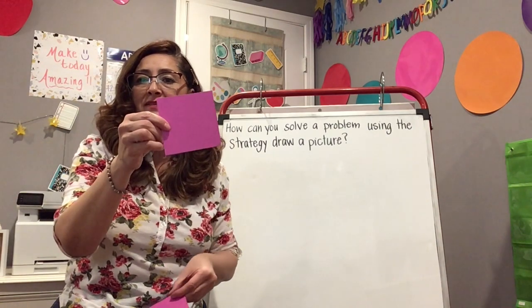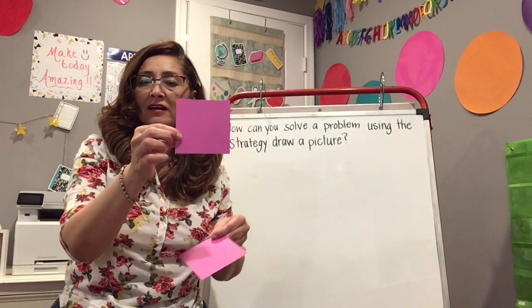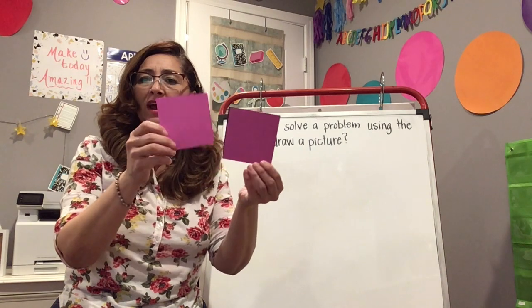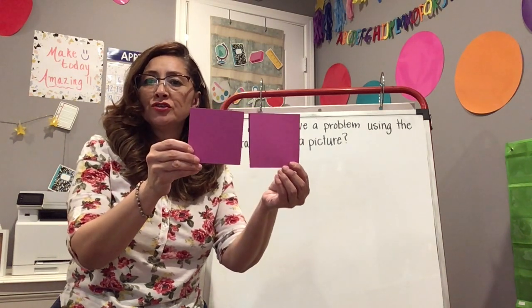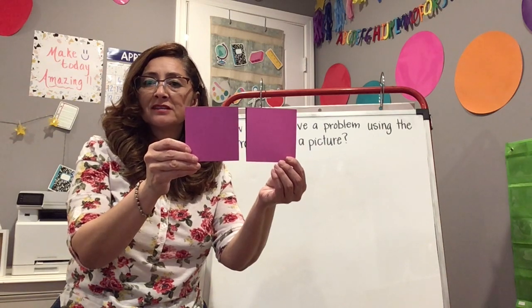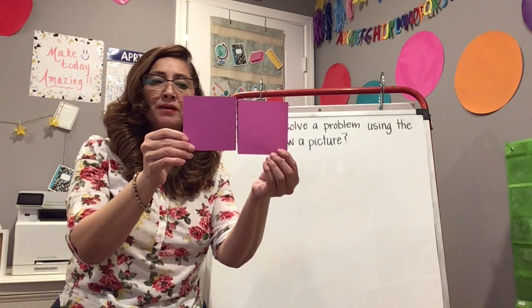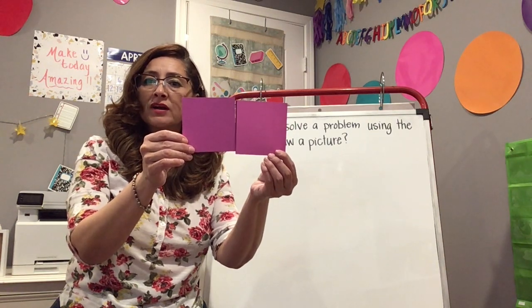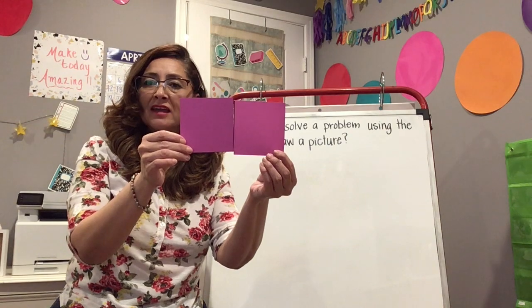Now what shape did I get? That's right, a square. How many squares did I get? Yes, 2 squares. If I take my 2 squares and put them together or combine them, I make a rectangle.